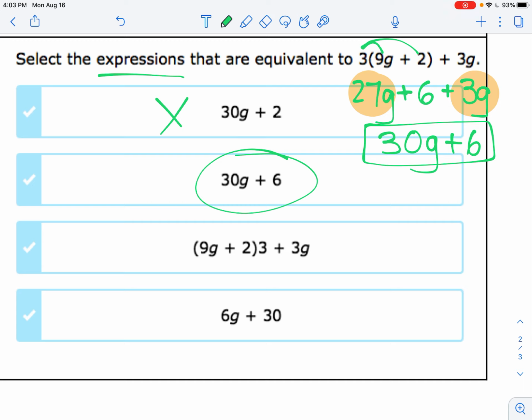How about the second one? I already notice, isn't this part just our original problem but flipped? And then we add 3G again? So I think that's equivalent, right? If we solved this out, that would end up being the same exact thing that we got here. How about 6G plus 30? Nope. Up here we got a coefficient of 30, so that's not going to be it. So just the middle two.